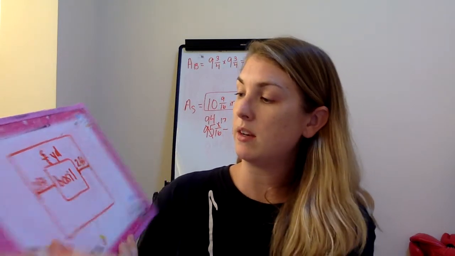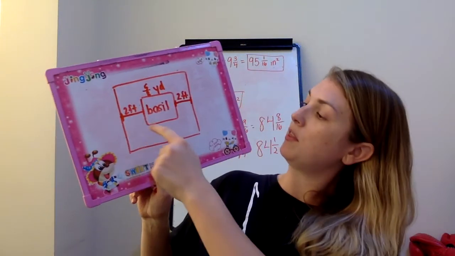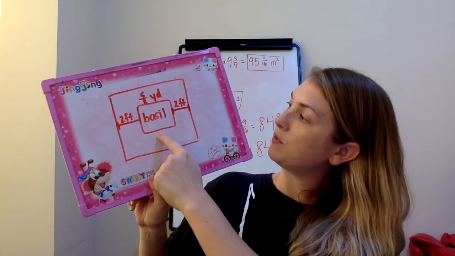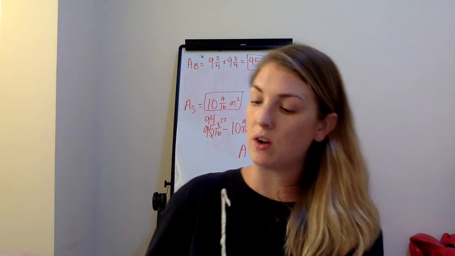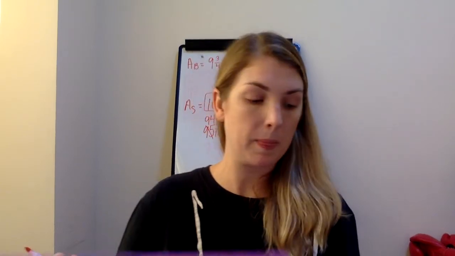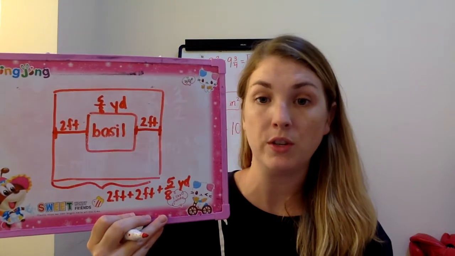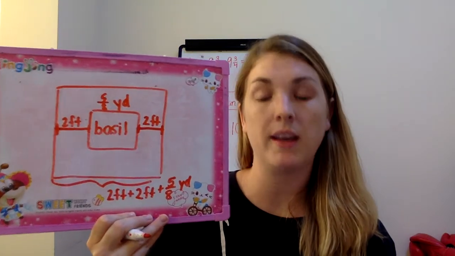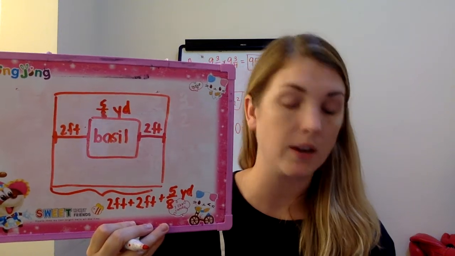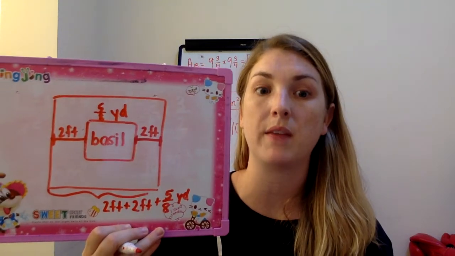So let's just do this side. 2 feet, 5/8 yards, and 2 feet altogether would get me the total length. So 2 feet plus 2 feet plus 5/8 of a yard. All right, so I have 2 different units here. I have feet and I have yards. I have to change one of them.